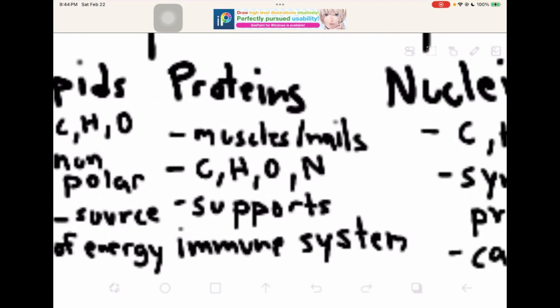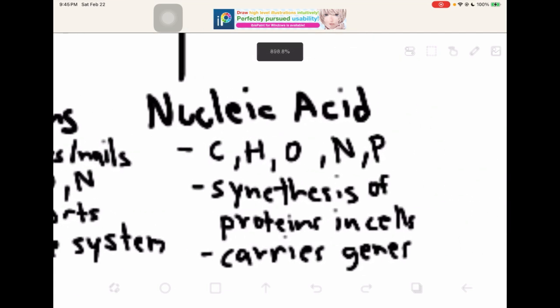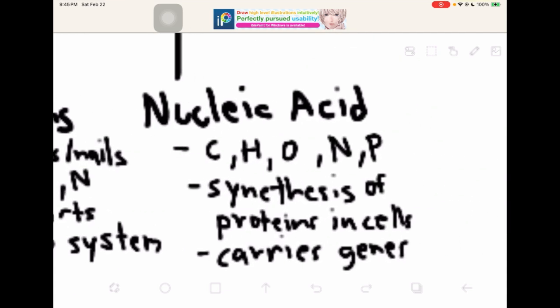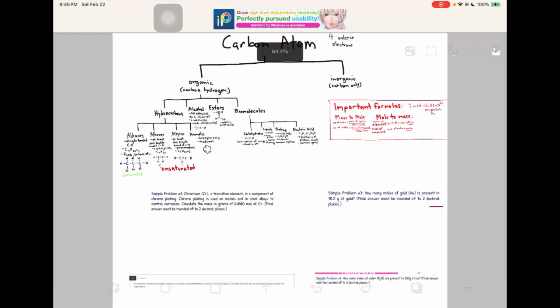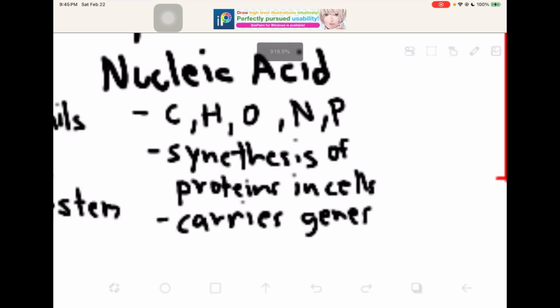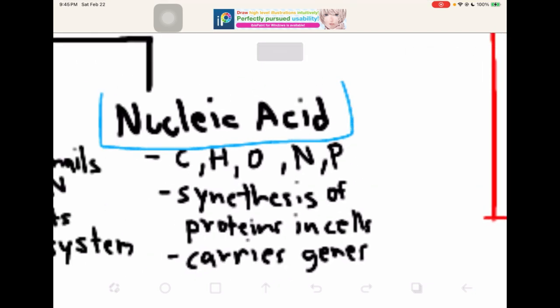Meanwhile, for proteins, this is muscles and your nails, and are basically made of carbon, hydrogen, oxygen, and nitrogen. It supports the immune system, and that's all you need to know. Lastly, for nucleic acids, it's comprised of carbon, hydrogen, oxygen, nitrogen, and phosphorus. It synthesizes the proteins in cells and it carries genes. So remember, DNA goes under nucleic acid.